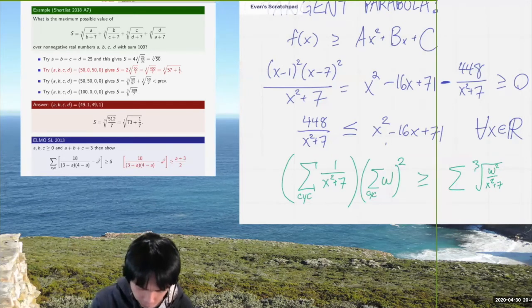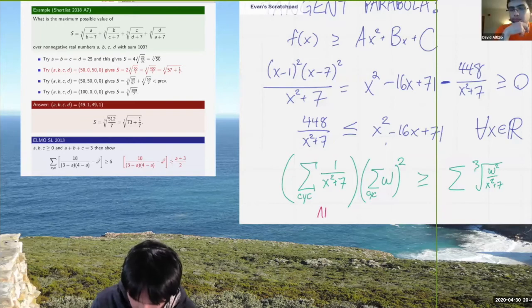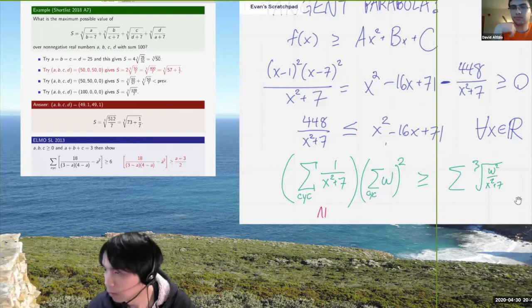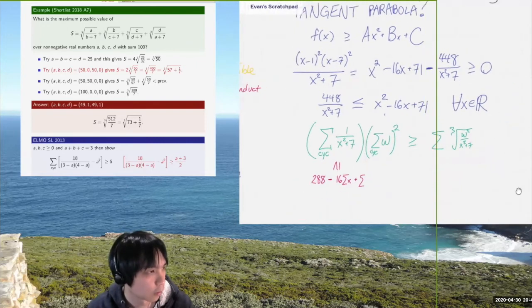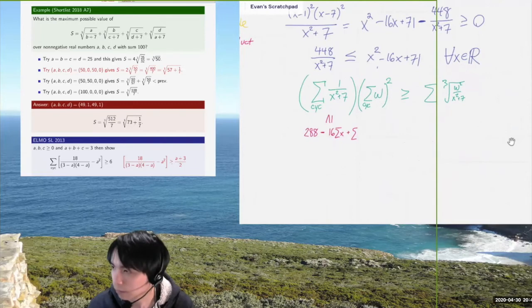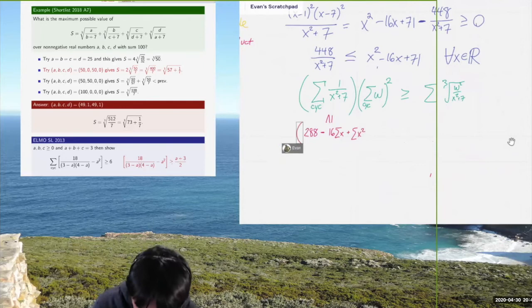So on the left-hand side, we know this guy is less than or equal to, I guess, 288, some constant, minus 16 times the sum of x, plus the sum of x squared. All right. Let me zoom out a little. So minus 16 times the sum and then times the sum squared. And then this guy is equal to the sum of x all squared.